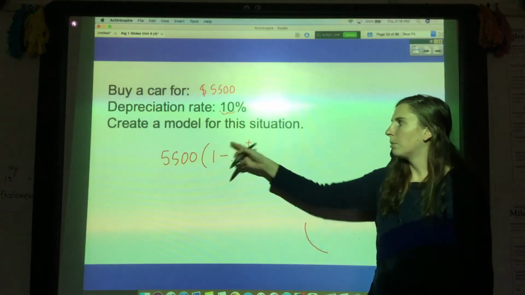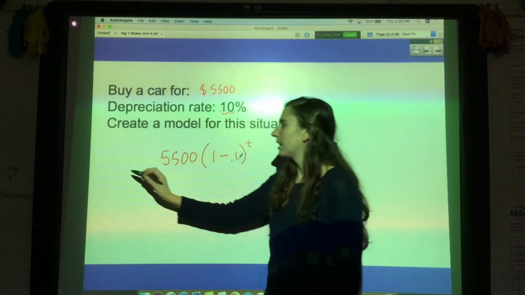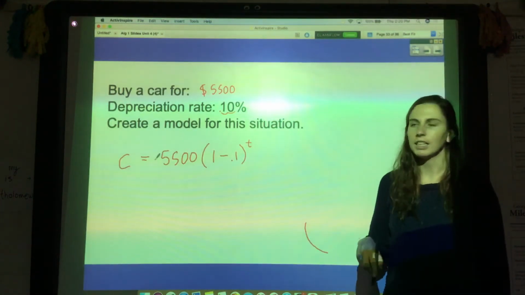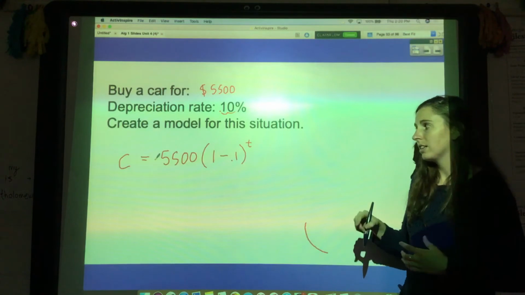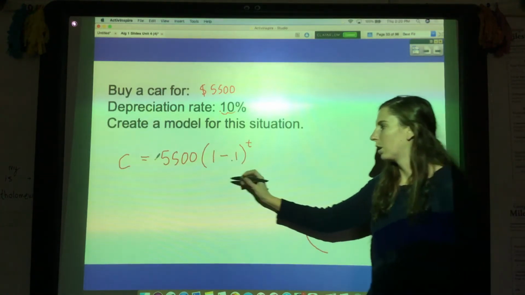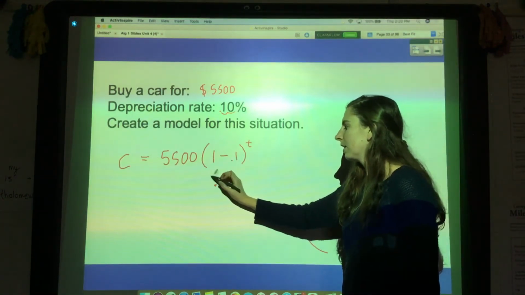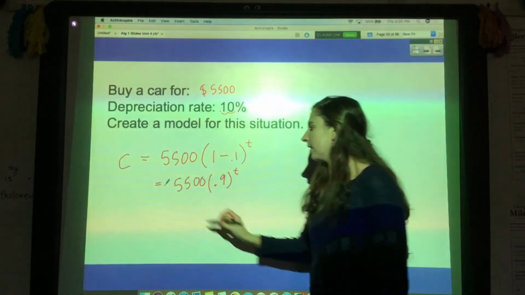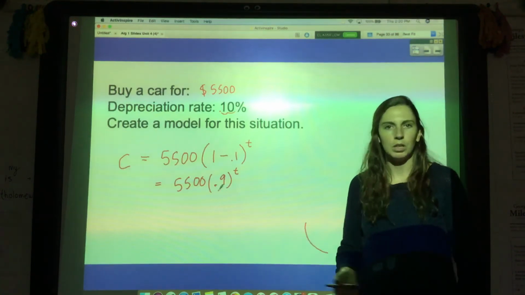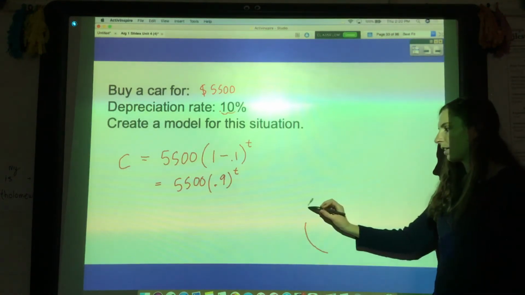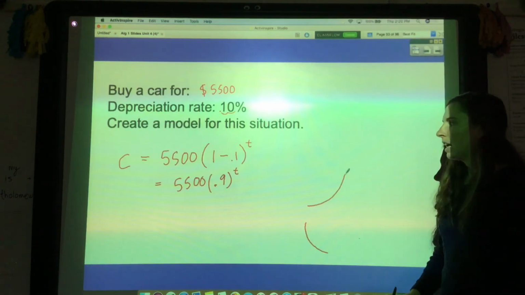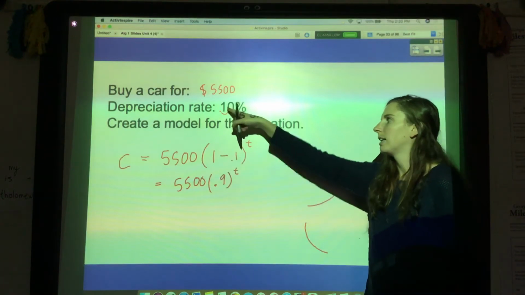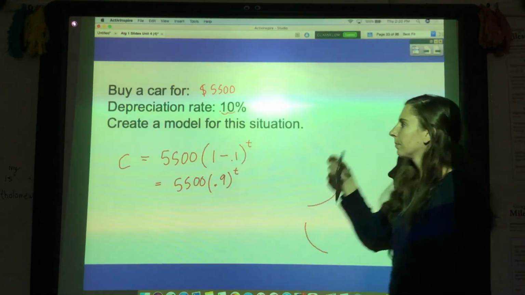And so this is a model for this situation. This will give me the price of the car if I plug in various years. Notice that I could simplify this if I wanted to, so 1 minus 0.1 is actually 0.9 to the t power. And this is why it's decay. Because this number right here is less than 1, it's going to be exponential decay rather than exponential growth. So you do have to be careful. You don't want to just put 0.1 right here, you have to do 1 minus the rate. Don't just put the rate.